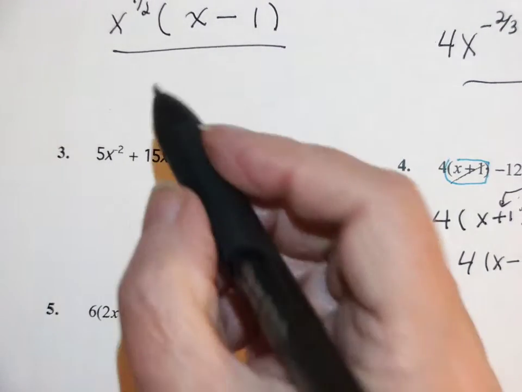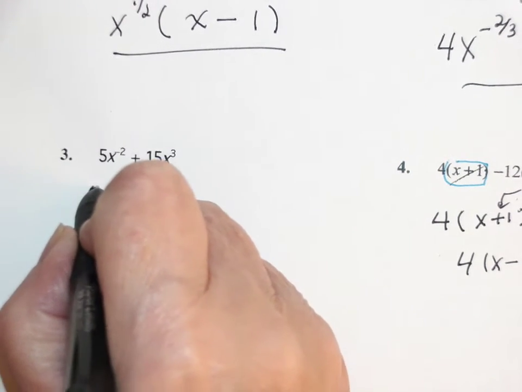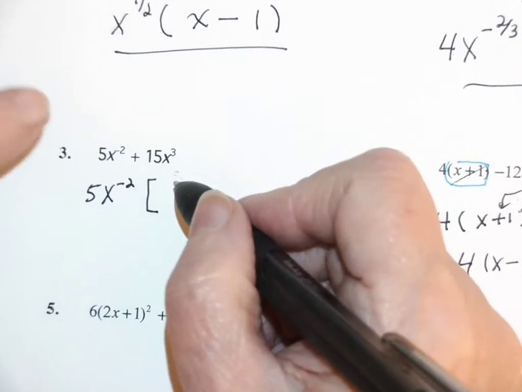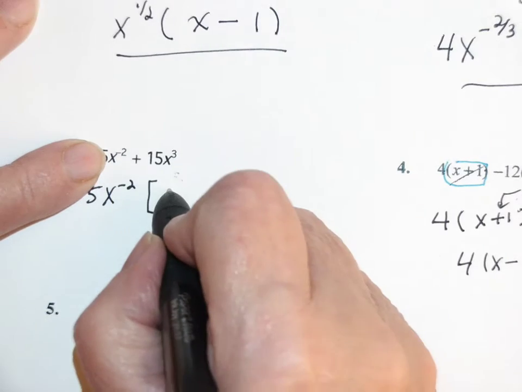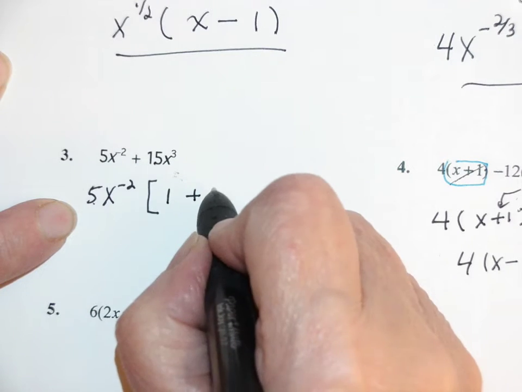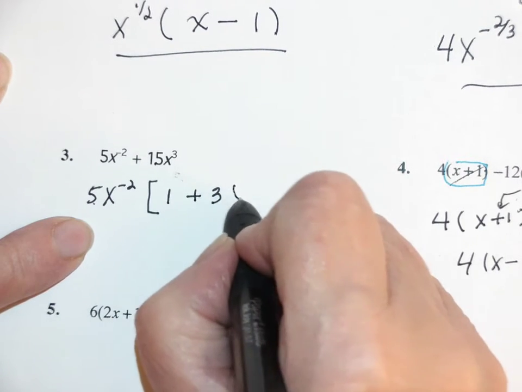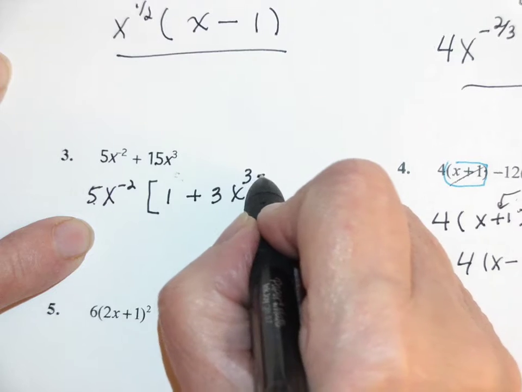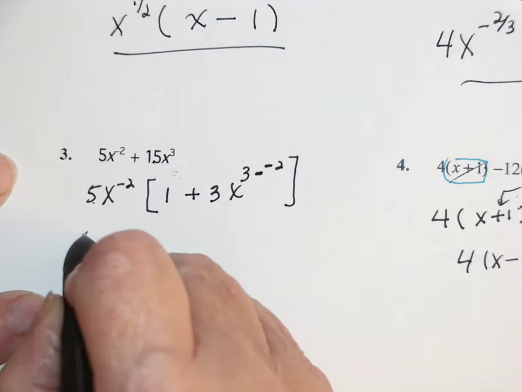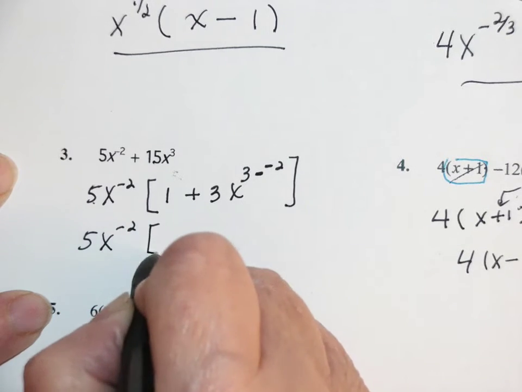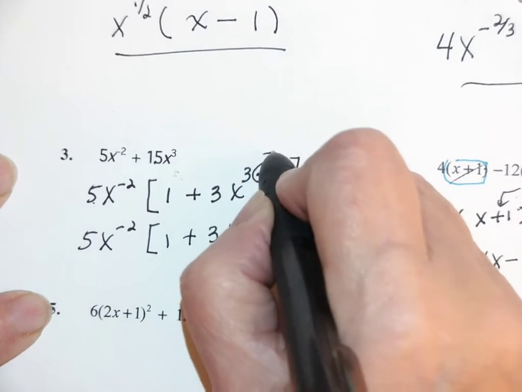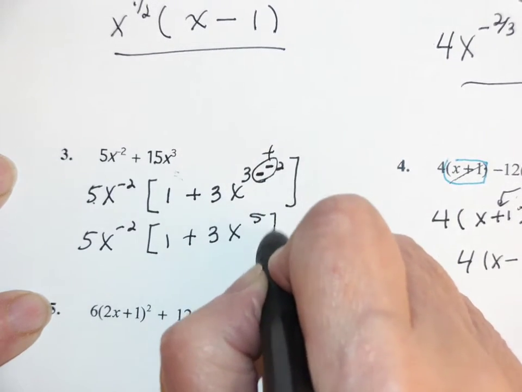Greatest common factor is a 5 and an x to the negative 2. So I'm removing a 5x to the negative 2, so that's 1. From the 5, from 15, I'm removing a 5. From an x to the 3, I'm removing a negative 2. So this becomes 5x to the negative 2 times 1 plus 3x, minus and minus is a plus, to the 5th.